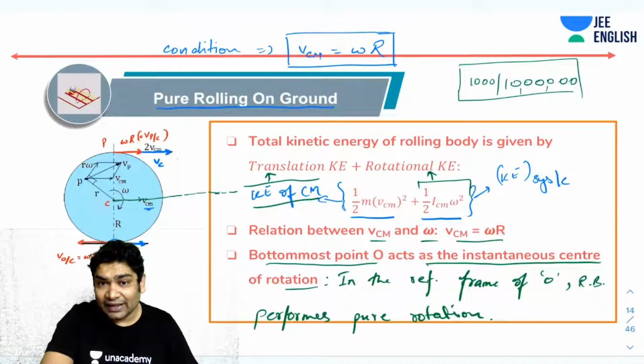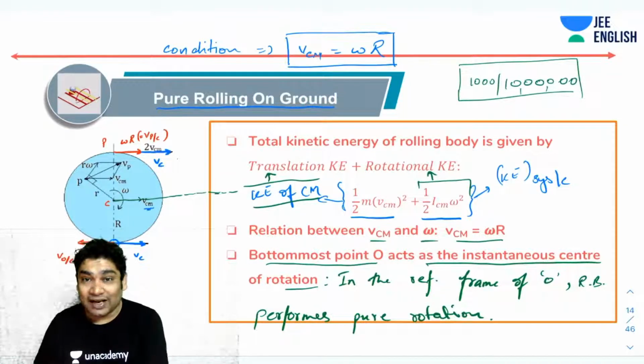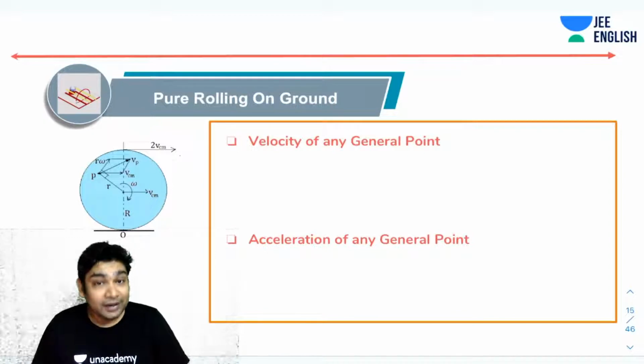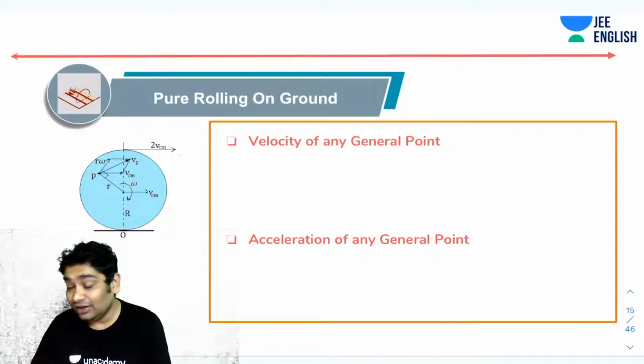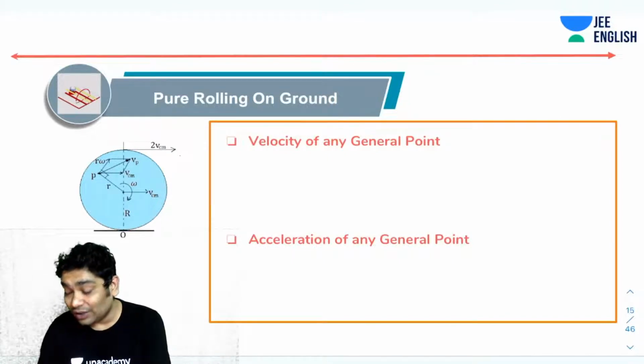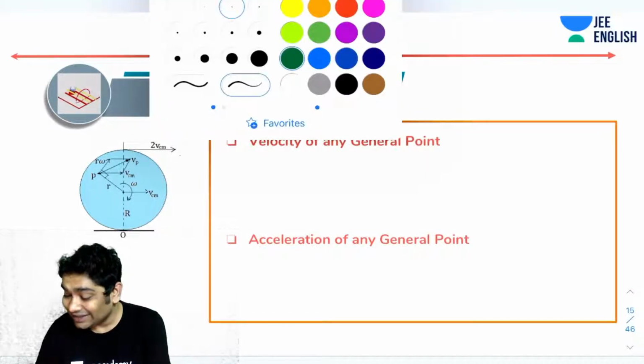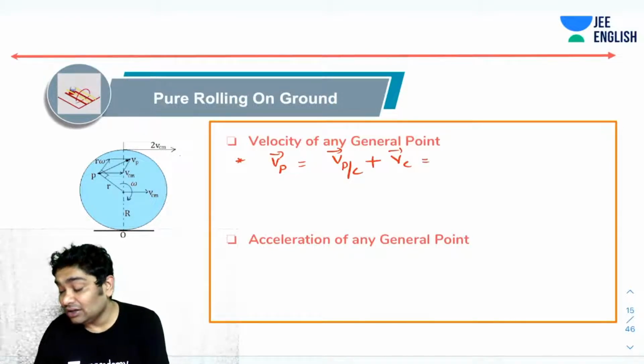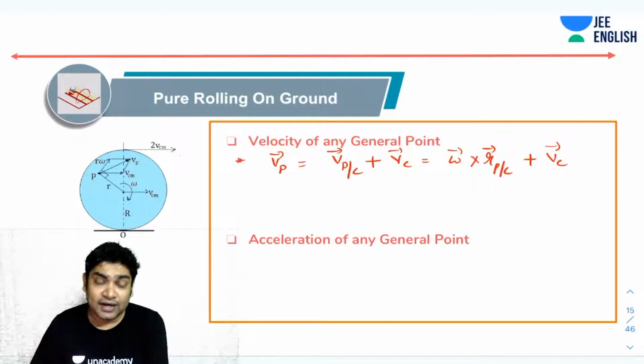Okay, so I hope everybody can agree to that, right? So that is what I mean by this. So instantaneously, the entire body appears to be performing pure rotation about O in the ground frame, right? Now, since there is pure rolling happening, you realize the velocity of any general point. Earlier we had realized how to write this. One way of writing it is with respect to the CM: the velocity of any point P would be the velocity of point P with respect to CM plus the velocity of CM, right? So this had given us omega cross R of P with respect to C plus VC, correct? We already discussed this in the last class.